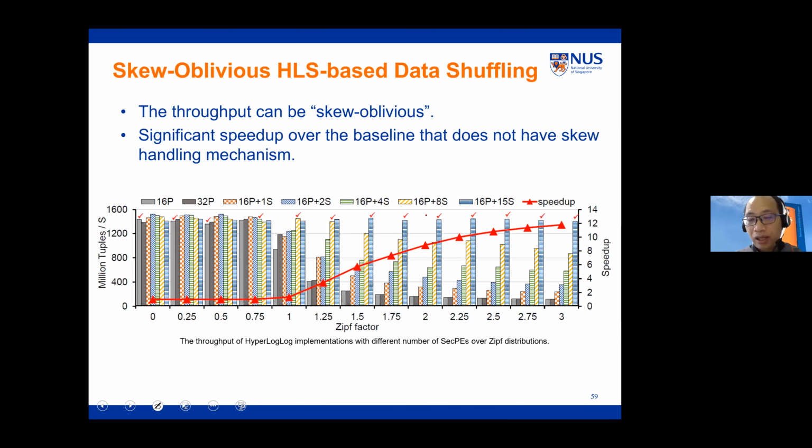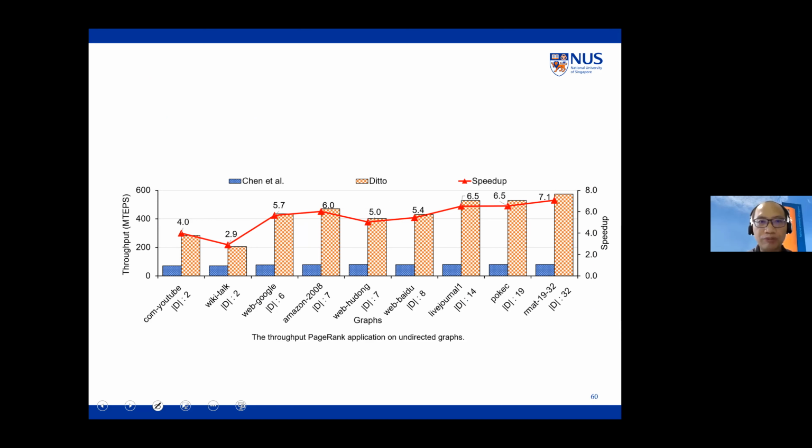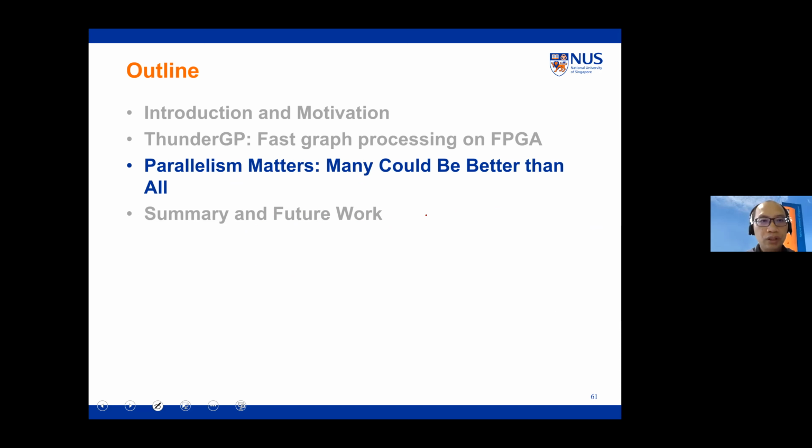As I mentioned, ThunderGP has done a very good job in handling the graph, but there's still some chance we can further improve it, because many graphs can have a very skewed distribution like a power law. So we do have some further optimization in how we can allocate the resources in the pipeline. This is really under submission, so we can skip that. This one is PageRank performance, handling the skew.